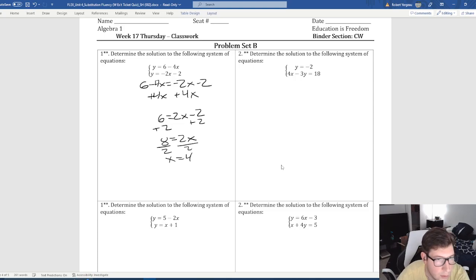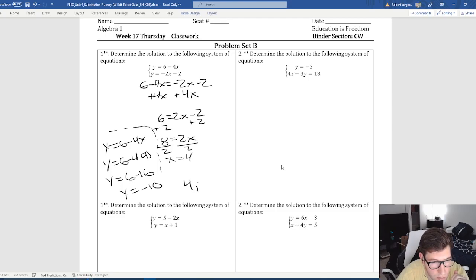We're going to take that and plug that into, again, either one works. I'm going to opt for the first equation. And so I'm going to have y is equal to 6 minus 4x. And so I'm going to have y is equal to 6 minus 4 times 4. Well, we know that 4 times 4 is going to give us 16, so y is really 6 minus 16, which means that y is equal to -10. And so my solution is 4, -10.